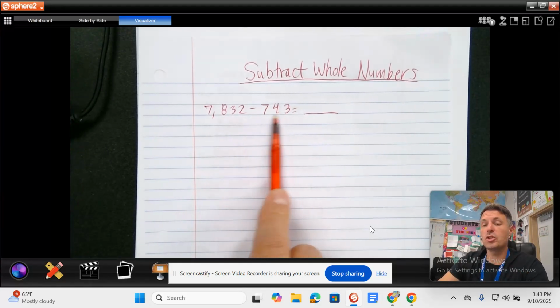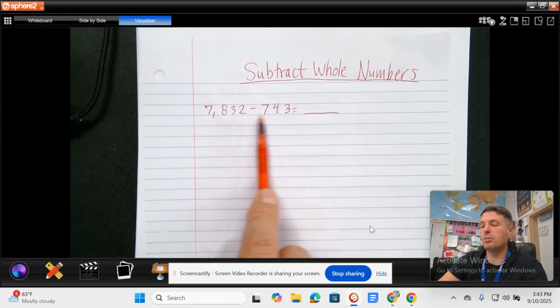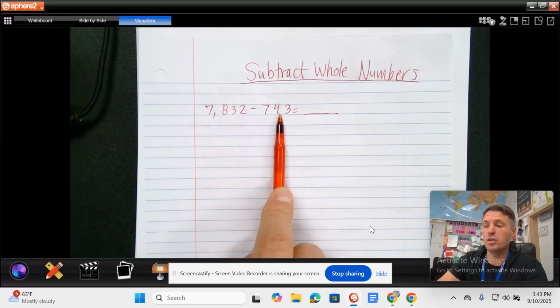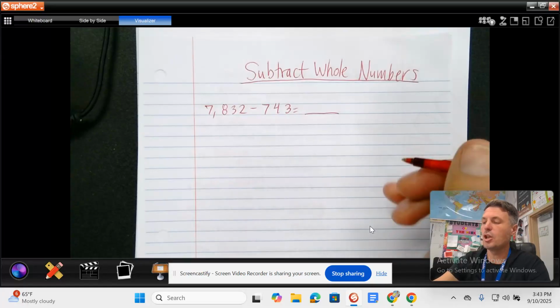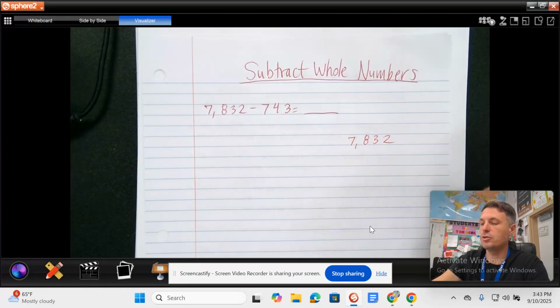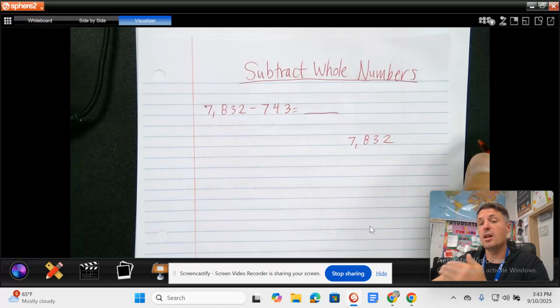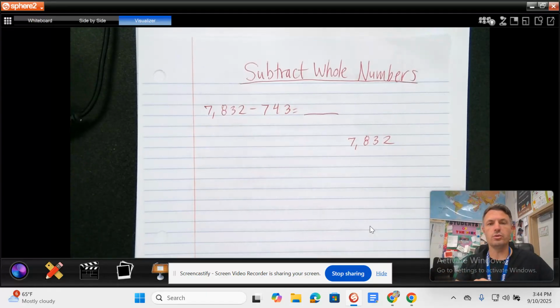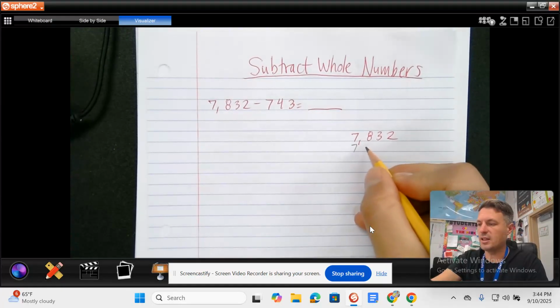But in order to solve a subtraction problem like this, where it's big numbers and there's lots of place value positions, you have to stack them up. So we write 7,832, and we have to line up the place value positions of the minuend and the subtrahend. So here's how we don't do that. We don't do that like this.